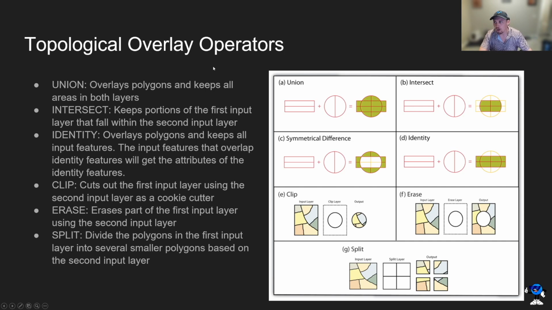Topological overlay operators. Other analyses can be done beyond selecting with a buffer or selecting by location. When two or more layers share some of the same spatial boundaries but have different properties and are combined together, this is referred to as an overlay operation in the GIS.